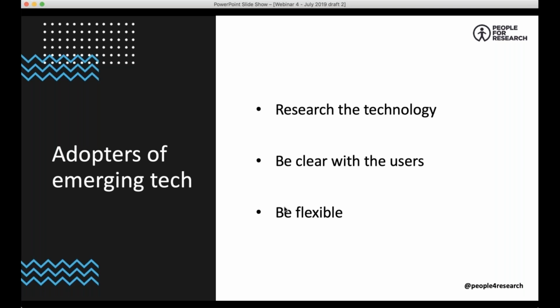Making sure the users know what to expect from the sessions is also really important, because it may be even more attractive for them to want to take part if they're going to test, I don't know, a really new VR headset or new controllers or something. Some people really love having access to new technology, and in this case, that's obviously the reason why they are adopters of emerging tech. And finally, be flexible.